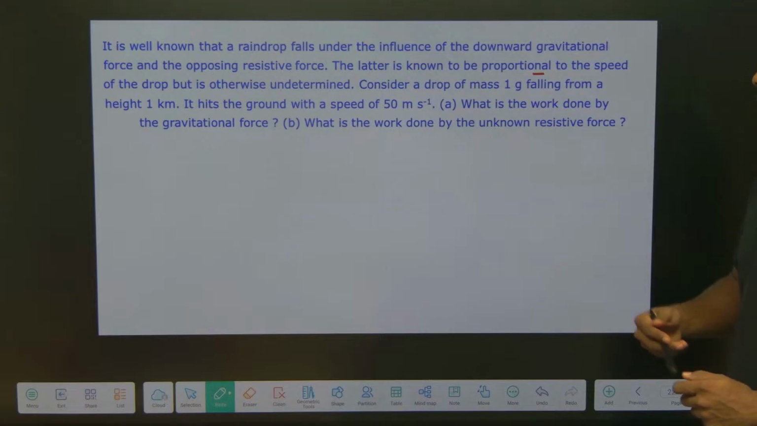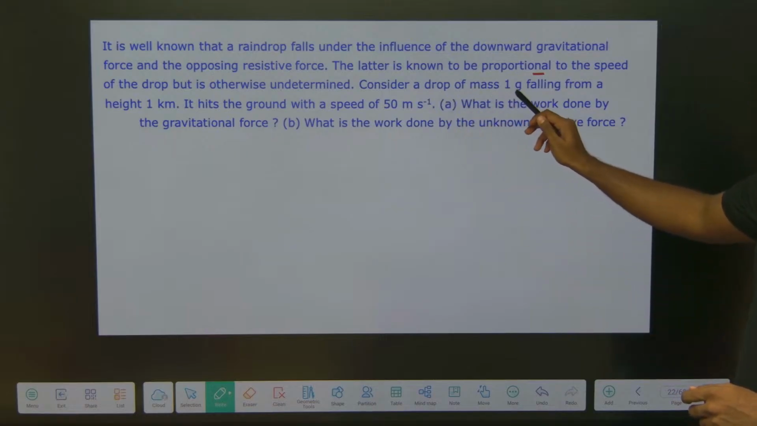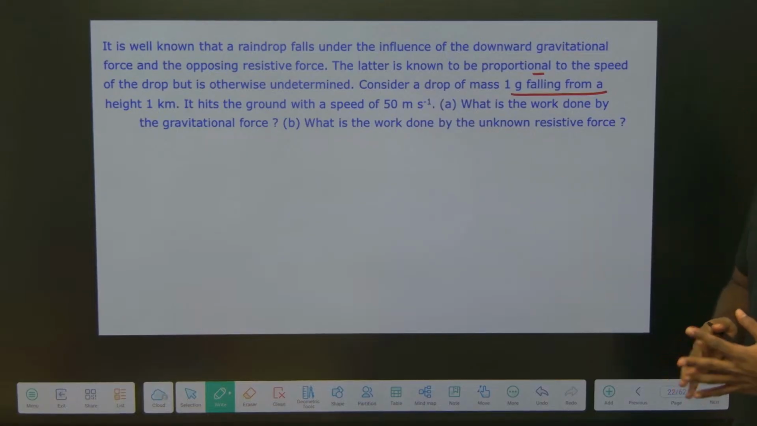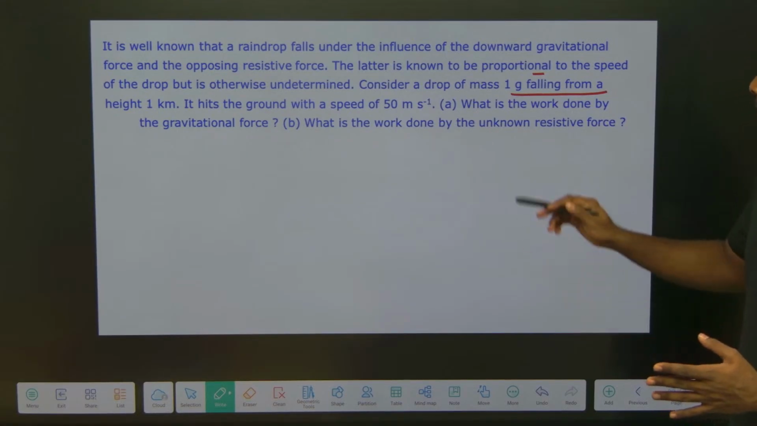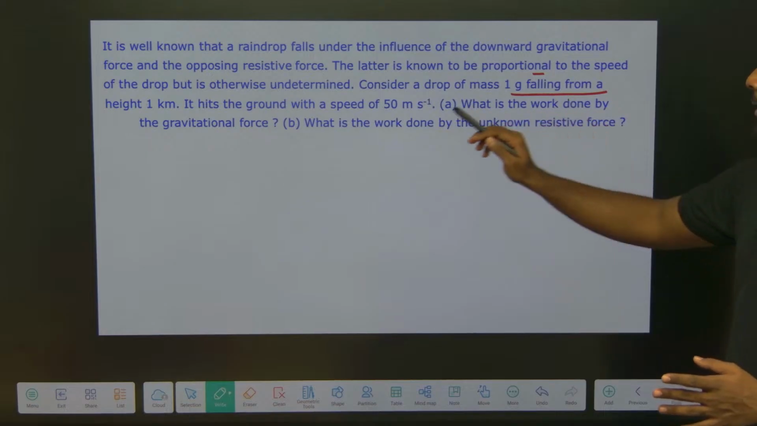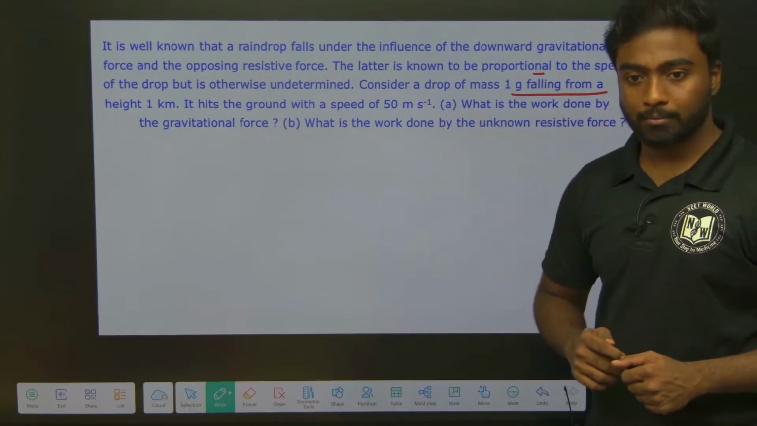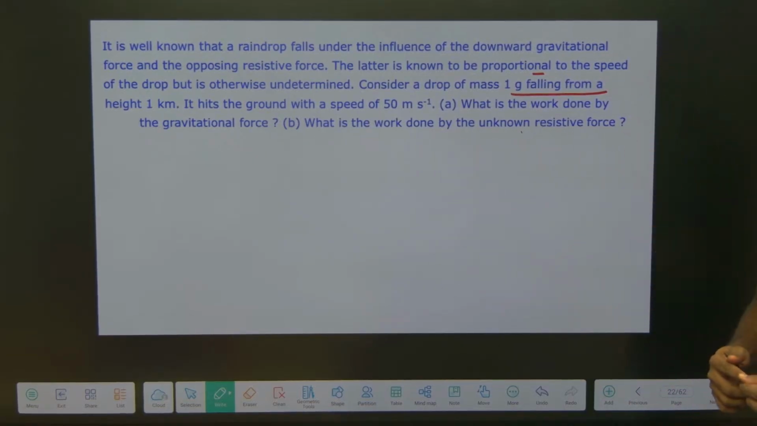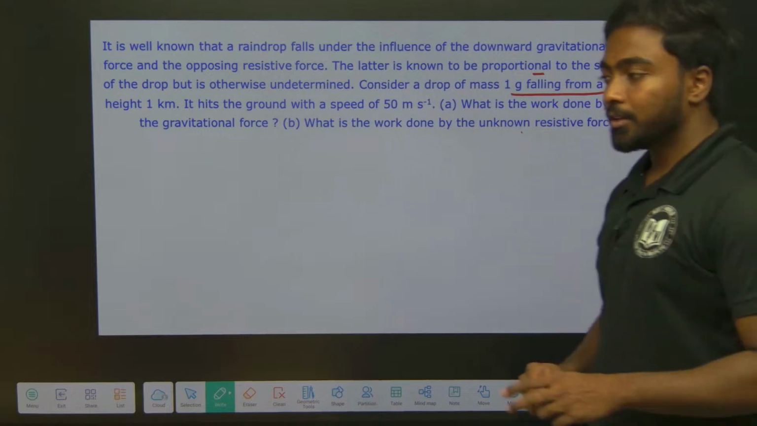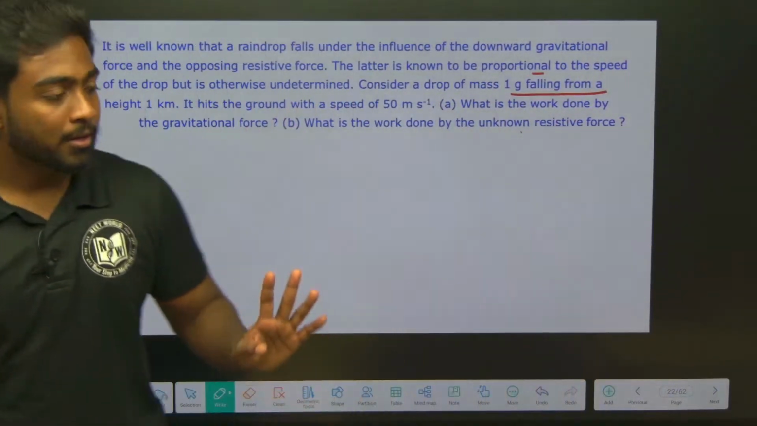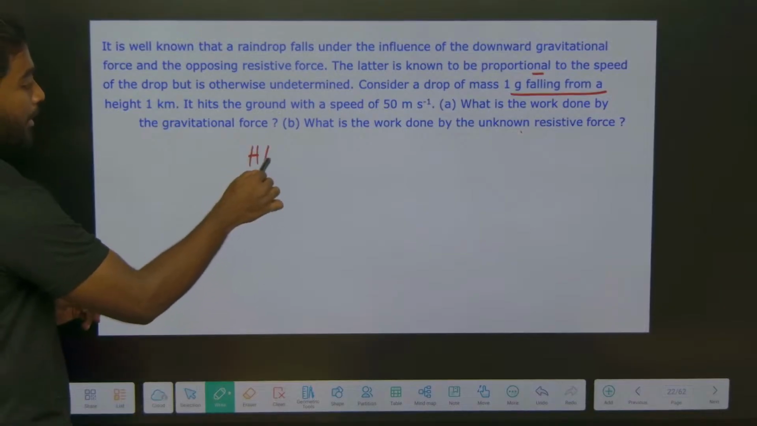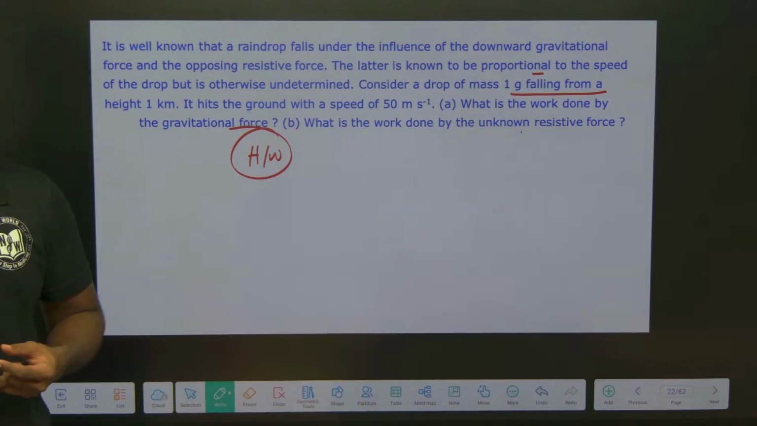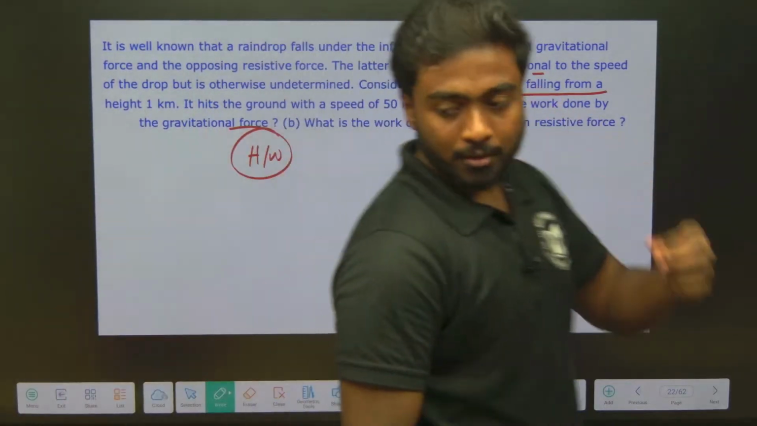undetermined. Consider a drop of mass 1 gram falling from a height of 1 kilometer. It hits the ground with a speed of 50 meter per second. First question, what is the work done by the gravitational force? And what is the work done by the unknown resistive force? These are the two parts of the question. So you should take this question and complete it before the next class starts. Okay, this is the homework question. You can take the question.